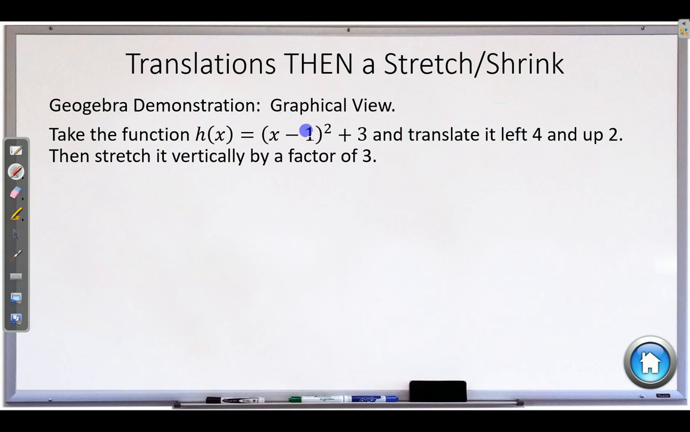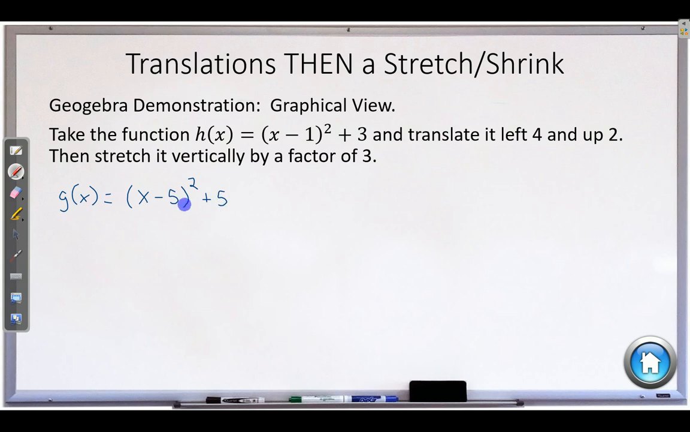Going left 4, well, if we're already left 1, we're going to be going left another 4, which would put us at 5. So our new equation, we start with h, let's call this one g, is equal to, let's just do the translation in our head, x minus 5 squared. And let's see, we're up 3 right now, and we're going up another 2, so that would be up 5.